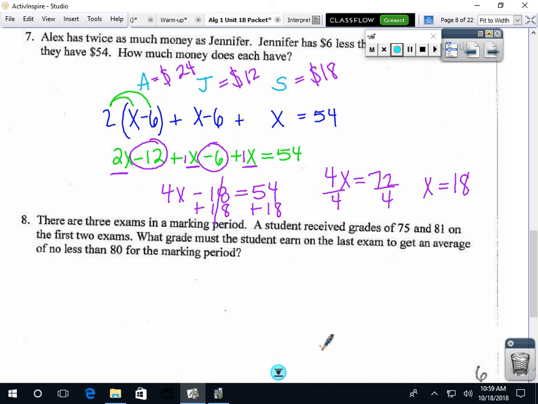Okay, is anybody still copying? Anybody still copying? Okay, let's move on to number 8.